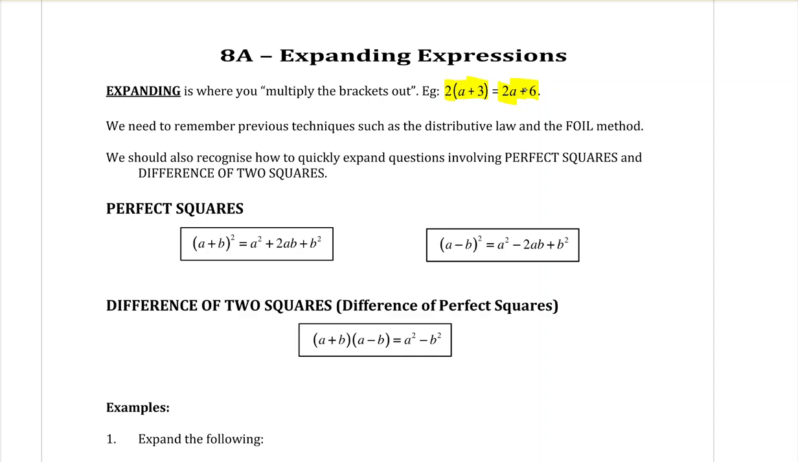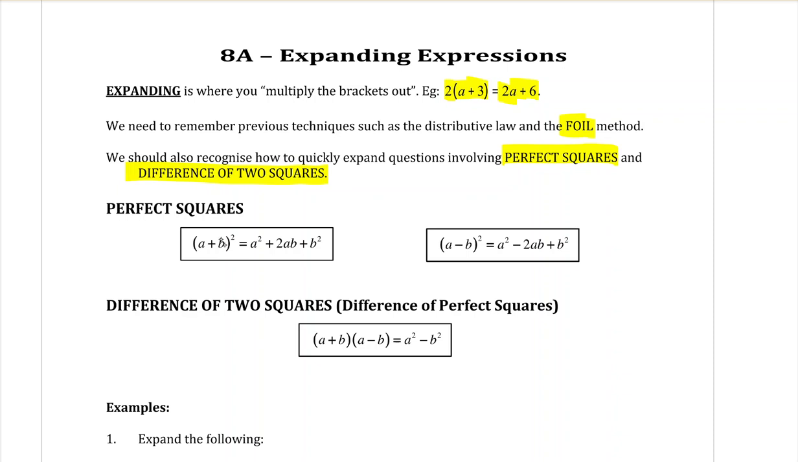Then you upgraded from that last year to learn when there were 2 brackets next to each other, and we learnt how to do FOIL. Remember that little acronym? FOIL, standing for first, outside, inside, last, when you have the 2 brackets next to each other. We want to focus as well on some shortcuts for perfect squares. So that's written in here, perfect squares and difference of 2 squares. You can always do these ones with FOIL, the longer way, if you're ever stuck, but a shortcut.